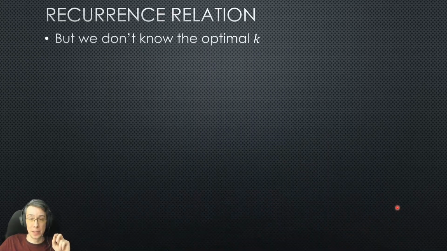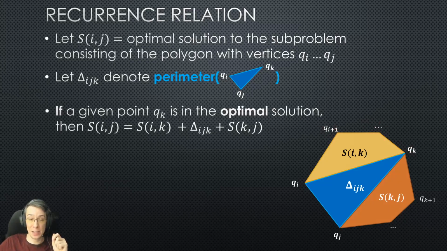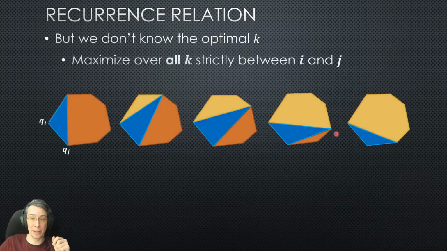Now the problem is we don't know the optimal k. We know that this edge between qi and qj will be involved in some triangle, but we don't know if this should be qk, or maybe this point here should be qk, or this point here should be qk. So we sort of have to try all of the different possible k values between i and j, and we want to maximize over all those possible k values.